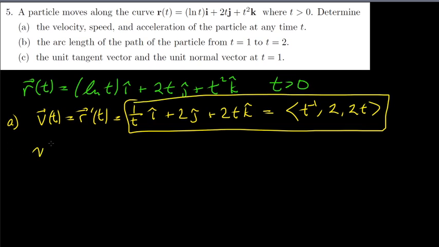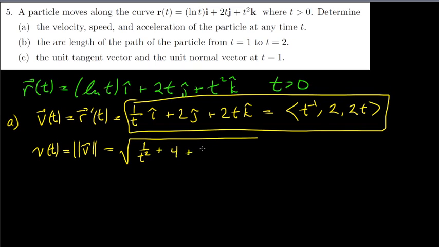For the speed, v without the vector over it, or better yet, the magnitude of the vector v, that's just going to be the square root of the sum of the squares of the components, right? So 1 over t squared plus 2 squared is 4, plus 2t squared is 4t squared. And that's kind of a mess with the 1 over t squared. So I think what I would prefer to do here is get a common denominator, which is t squared. So 1 plus 4t squared plus 4t to the 4th, all over t squared.